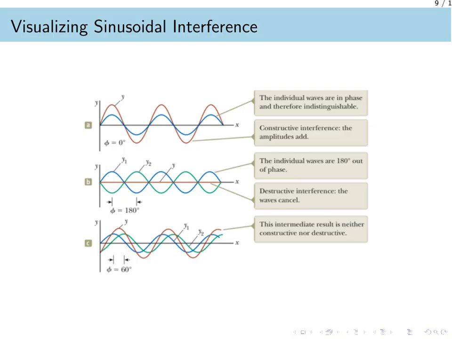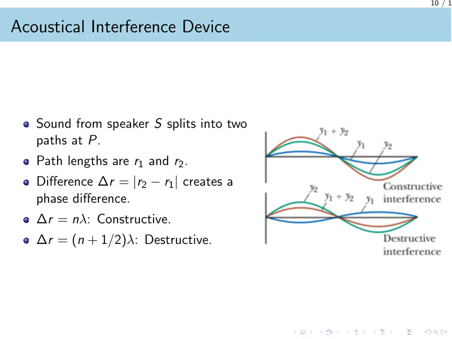This slide provides a visual comparison of different interference states. In the top graph, where the phase difference is 0 degrees, the blue and green individual waves are in phase and indistinguishable, resulting in a larger red-brown wave. The middle graph shows the waves 180 degrees out of phase, where the crest of one aligns with the trough of the other, leading to total cancellation. The bottom graph illustrates an intermediate result with a phase shift of 60 degrees, where the interference is neither fully constructive nor fully destructive.